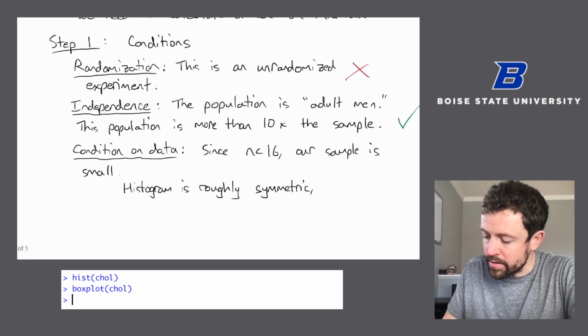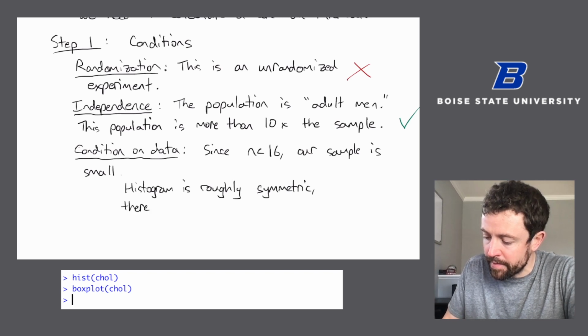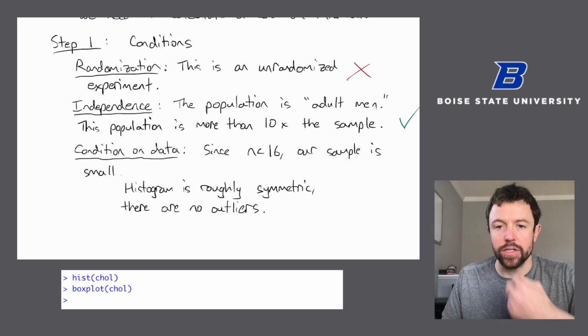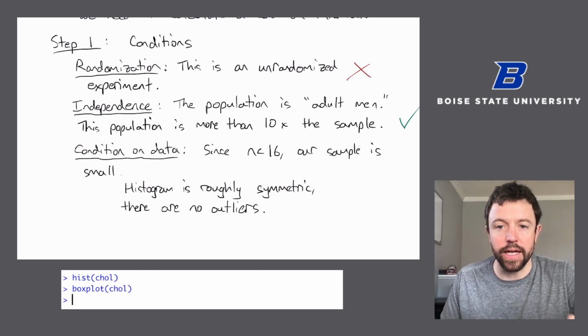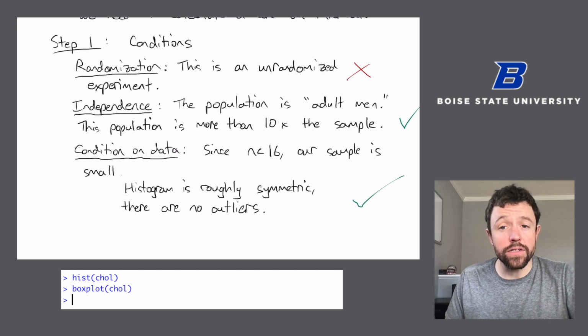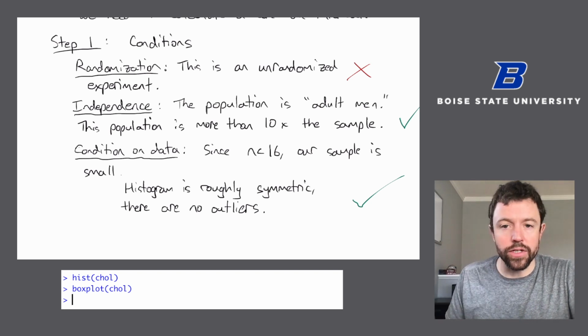And there are no outliers. That was from the box plot. The reason I was checking this is that this is a small sample size. Our sample size is less than 16, it's 15. So this is satisfied. So 2 of our conditions are satisfied, 1 isn't. We'll come back and address that when we write our conclusion at the end of the problem.